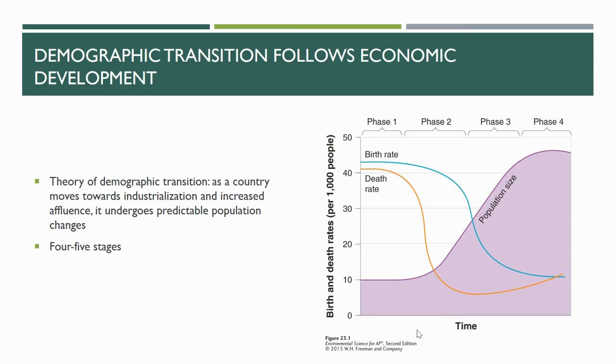That leads into the theory of demographic transition, which says that as a country moves towards industrialization and increased affluence, it undergoes predictable population changes. We will talk about 4 stages, but sometimes you'll hear that there are 5, and that's okay. There's a little bit of a struggle of, is there really a 5th stage of demographic transition? But for the purposes of this class, there are 4. And we'll look at what is occurring in some example countries for each of these phases.